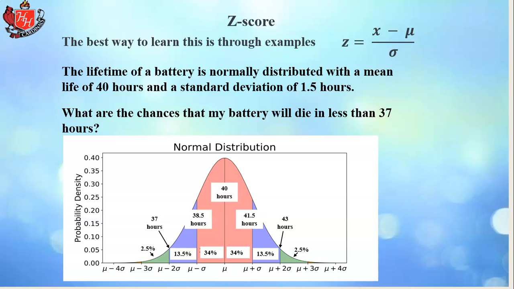Going back to the question again, what are the chances that my battery will die in less than 37 hours? You can see that 37 hours is labeled over there between the blue and the green region. And so the chances, in other words, what percentage is really what they're asking for, is going to be that 2.5% green area on the left. Remember, we're dealing with a situation where there's nothing beyond the 3rd standard deviation, so 2.5.